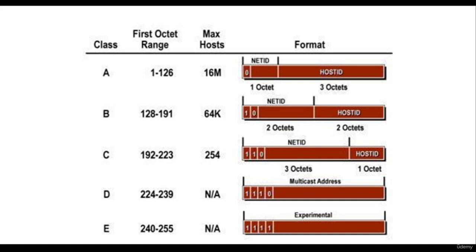Then we have Class B IP addresses. In Class B, the maximum number of hosts is 64k. Here, 2 bytes are assigned for the network and 2 bytes for the host. 2 bytes is equal to 16 bits, so 16 bits for the network and 16 bits for the host. To calculate the number of hosts, that's 2 raised to power 16. Next we have Class C. In Class C, the maximum number of hosts is 254, with 3 bytes for the network and 1 byte for the host. Then we have Class D and Class E. Class D is used for multicasting, whereas Class E is used for testing.